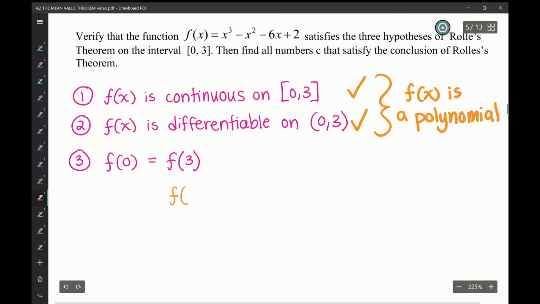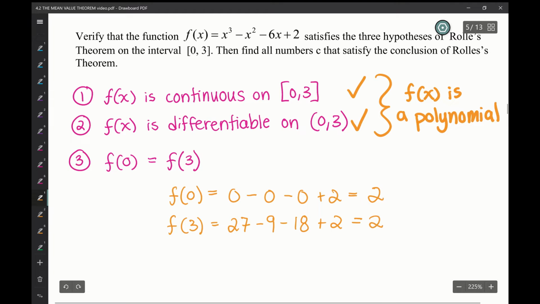So we have to find f of 0, which would be equal to 0 minus 0 minus 0 plus 2. So f of 0 is equal to 2. We also have to find f of 3, which would be equal to 27 minus 9 minus 18 plus 2, which is also equal to 2. Since f of 3 and f of 0 are both equal to 2, we know that f of 0 is equal to f of 3.